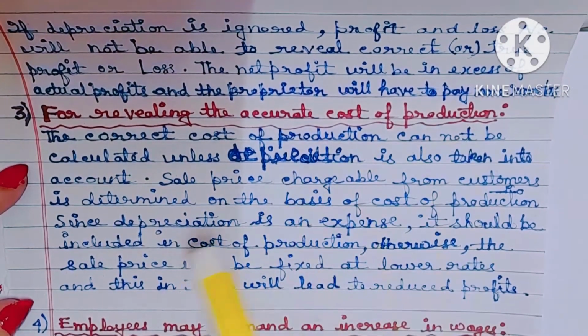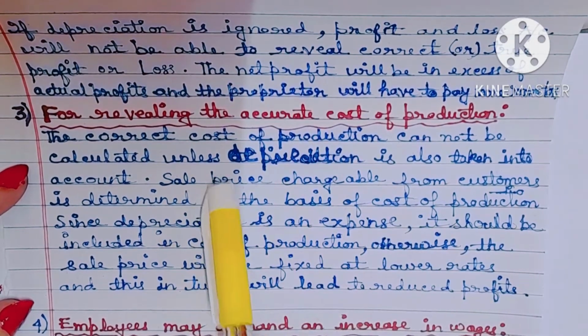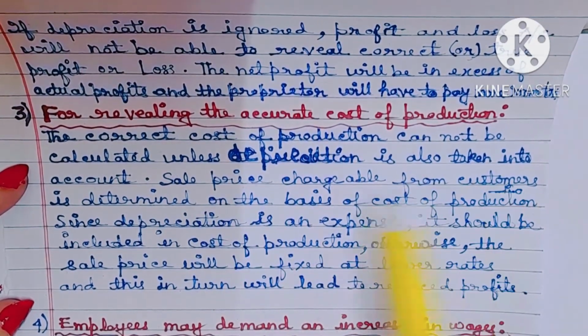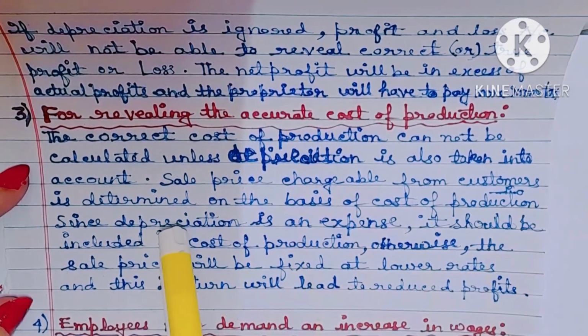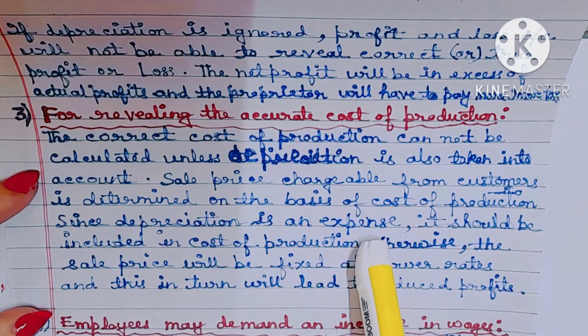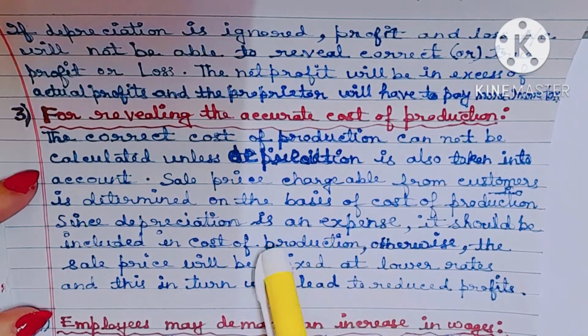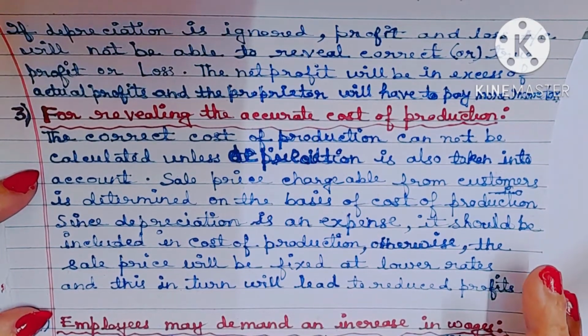The correct cost of production cannot be calculated unless depreciation is also taken into account. Sale price chargeable from customers is determined on the basis of cost of production. Since depreciation is an expense, so you have to include depreciation also in the cost of production. Otherwise, কি হবে? The sale price will be fixed at lower rates.